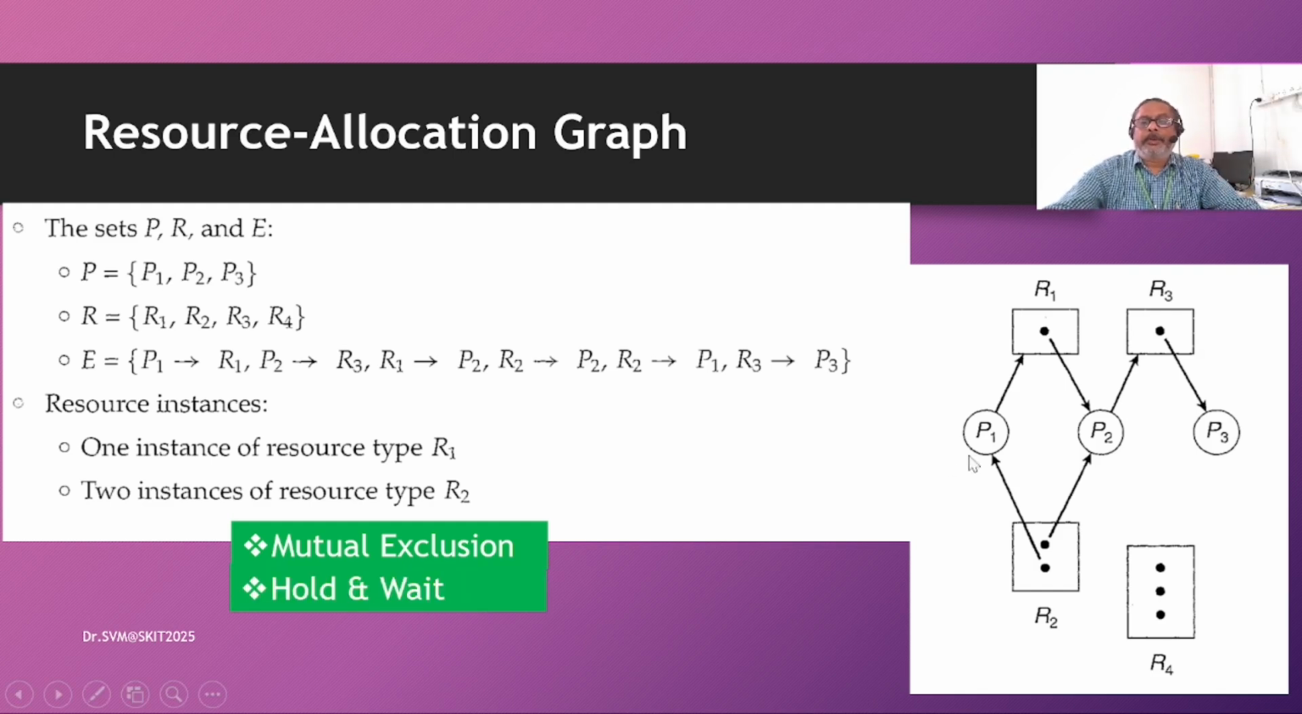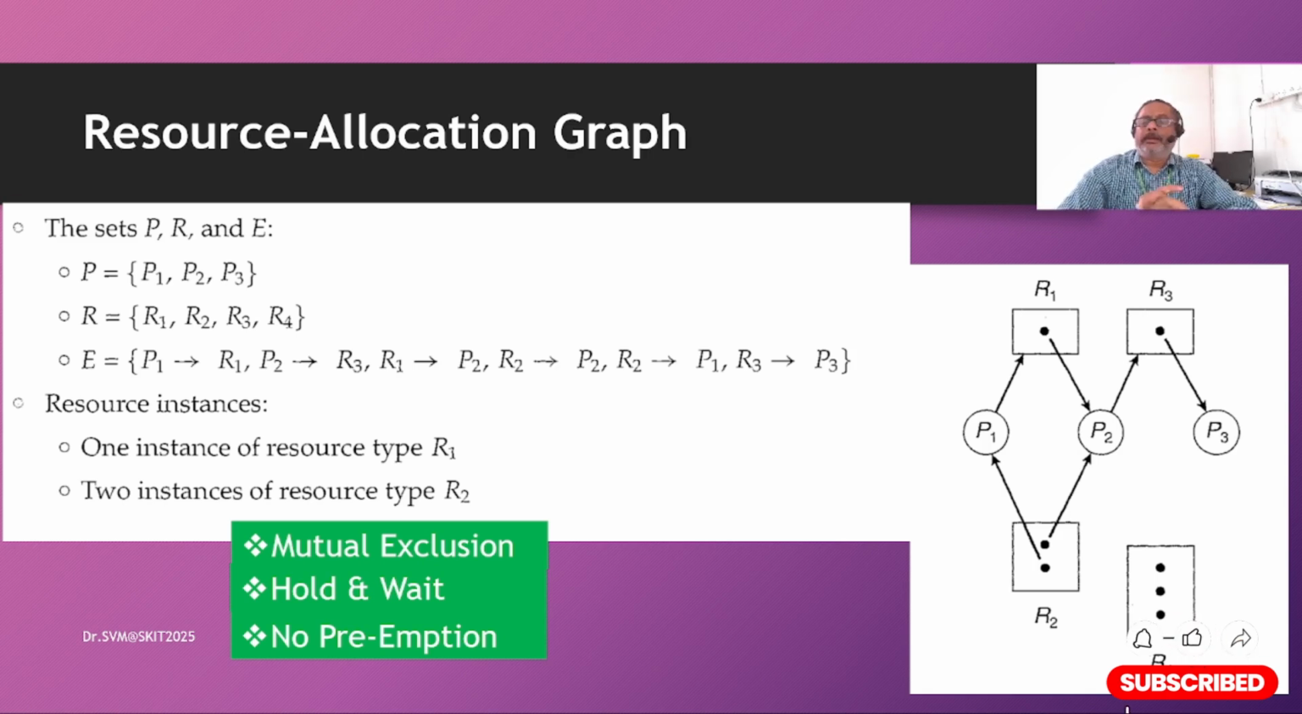Now we can see that P1 has R2 and is waiting for R1, P2 has R1 and R2 and is waiting for R3. So that means hold and wait exist, and there is definitely no preemption. Till P1 completes its job, it is not going to release this instance of R2. If P2 does not complete its job, it is not going to release R1 or this instance of R2. Until P3 completes its job, this R3 will not be released. So definitely there is no preemption here.